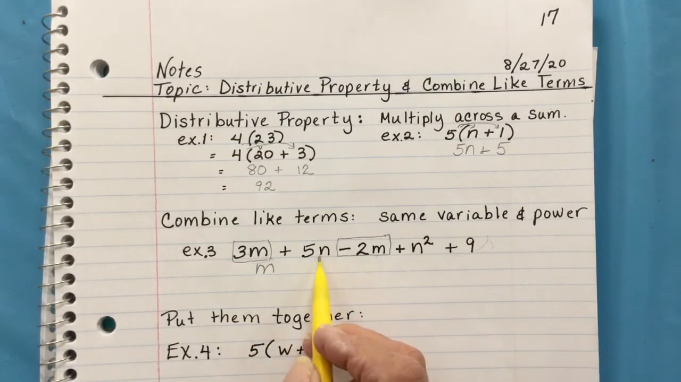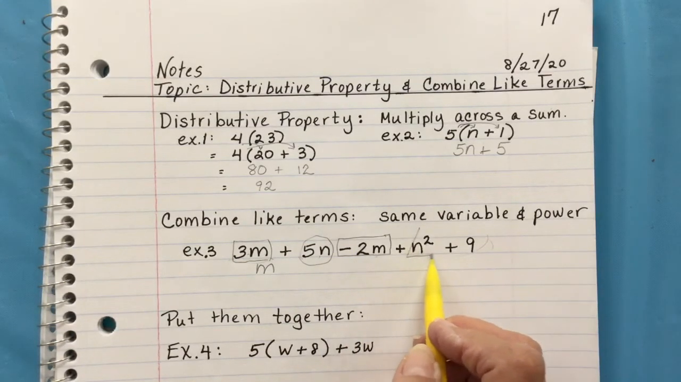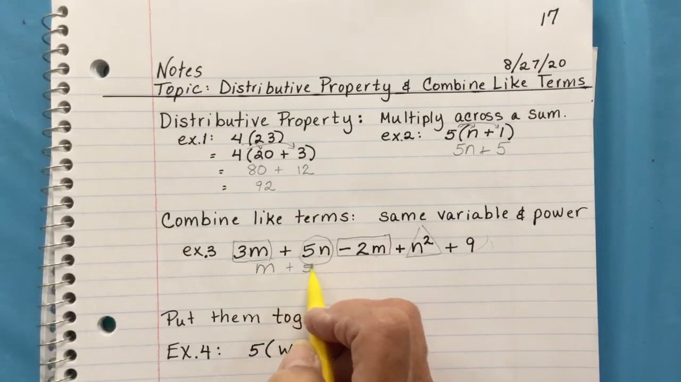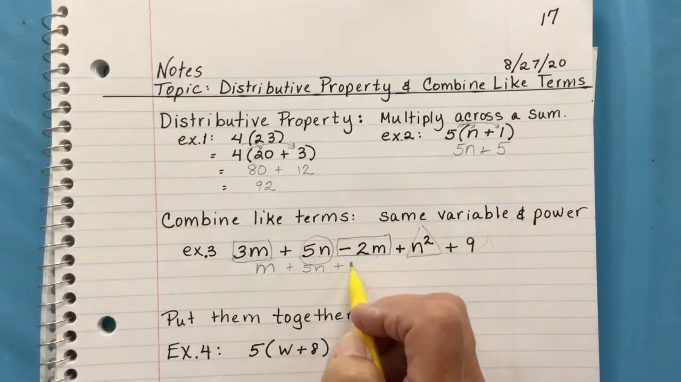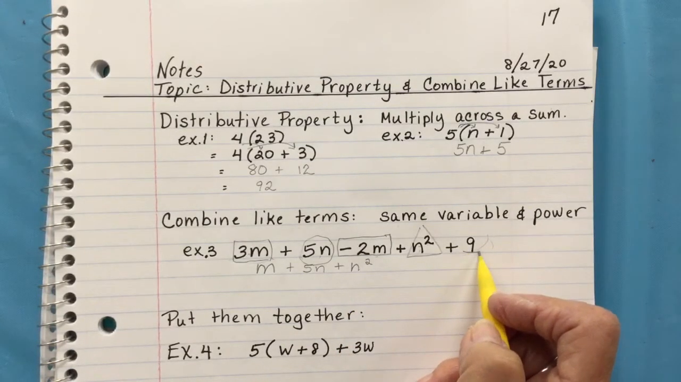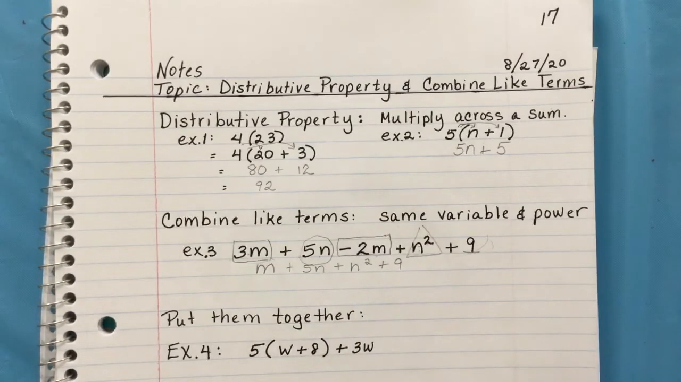Now let's look at the 5n. This 5n is an n to the first power. I see another n here, but this is to the second power. This is not the same. They are not like terms, so I cannot combine them. So I will just bring down the 5n separately from n squared. And then 9 being what we call a constant, it's not variable, it's constant. 9 is always 9. It just comes down the way it is. And that would be how we would combine these like terms in this expression.